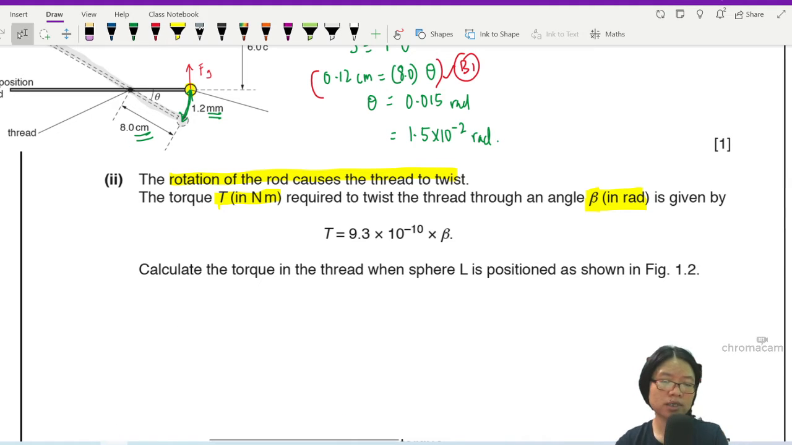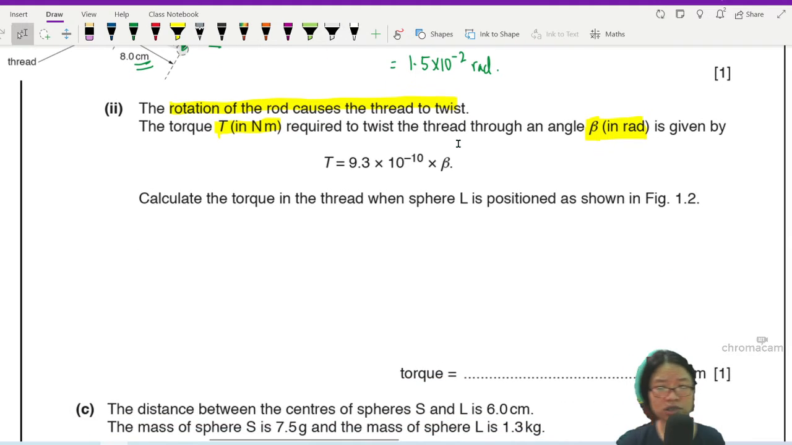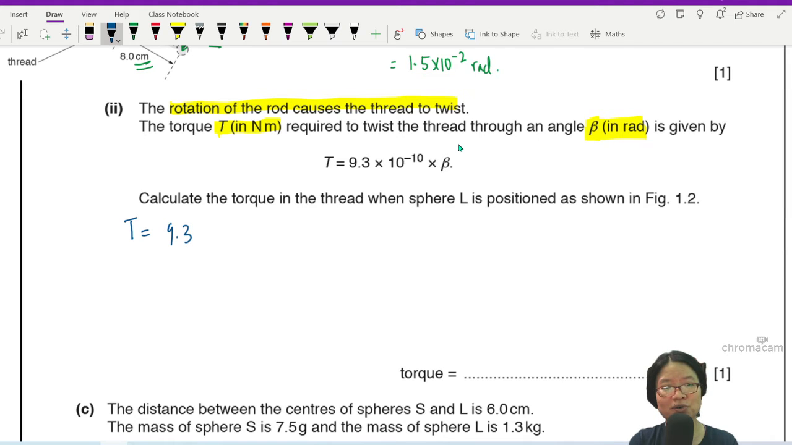You may wonder, this 9.3 times 10 to the power -10 is what? It depends on the physical property of the thread here. You know, there's a thread that we hang it from, that it will cause it to rotate. It also obviously depends on the mass of the rod and where the center of mass is. So all that calculation is already done for us. We can just use the expression. Very good. Thank you, scientist. Or Cambridge question. So 9.3 times 10 to the power of -10 beta.